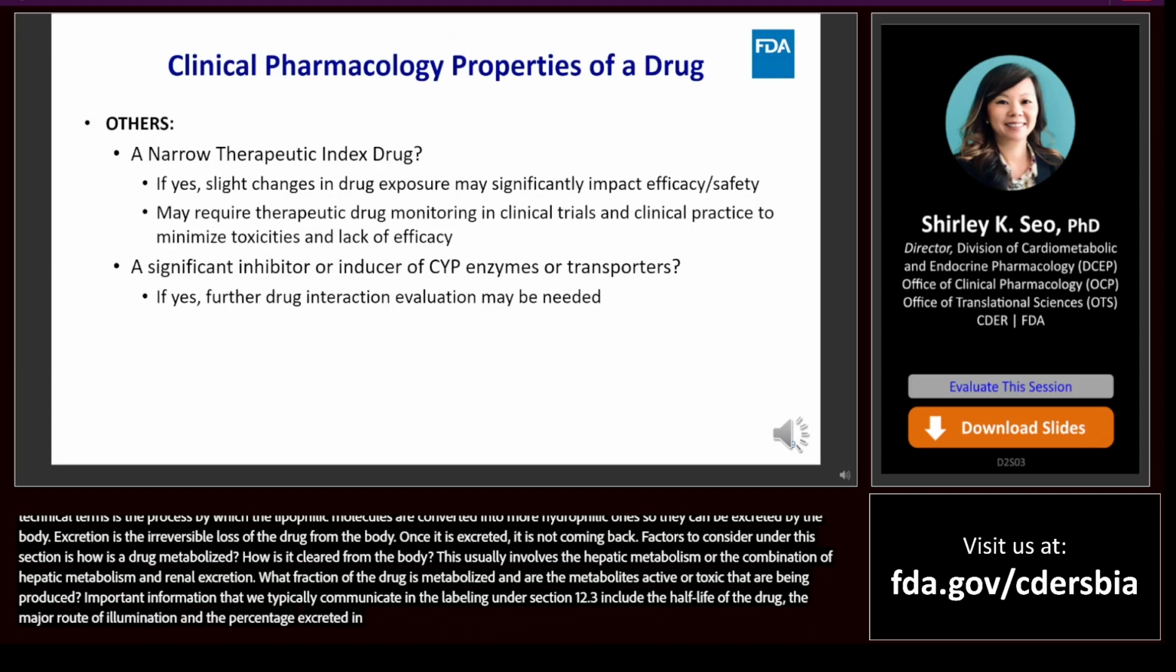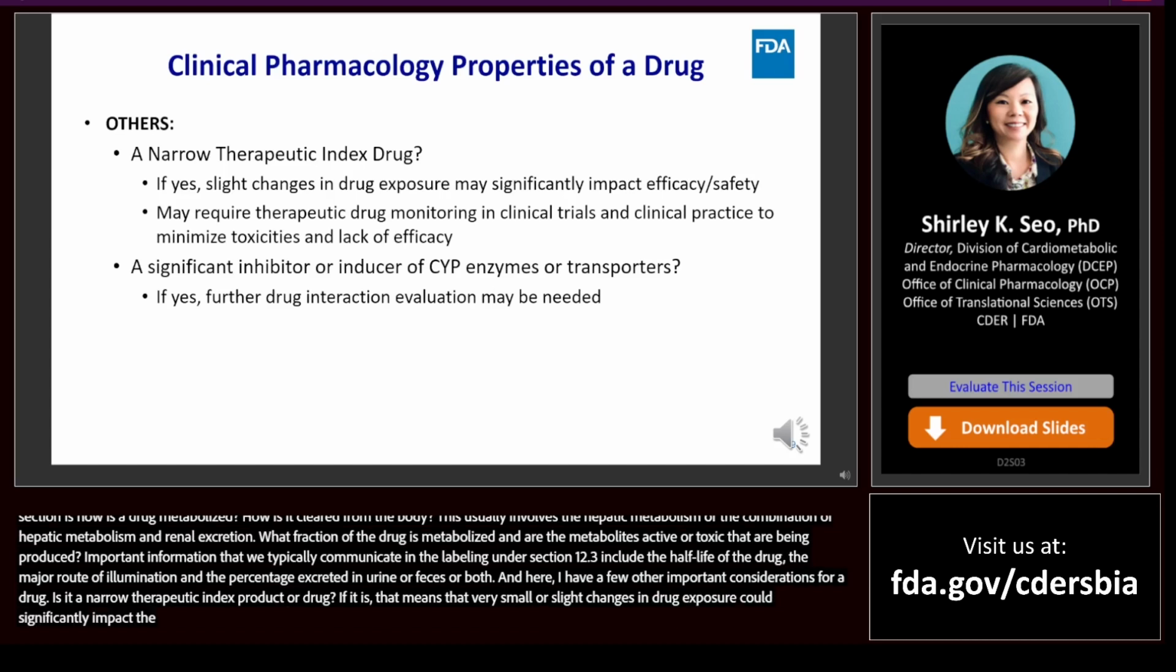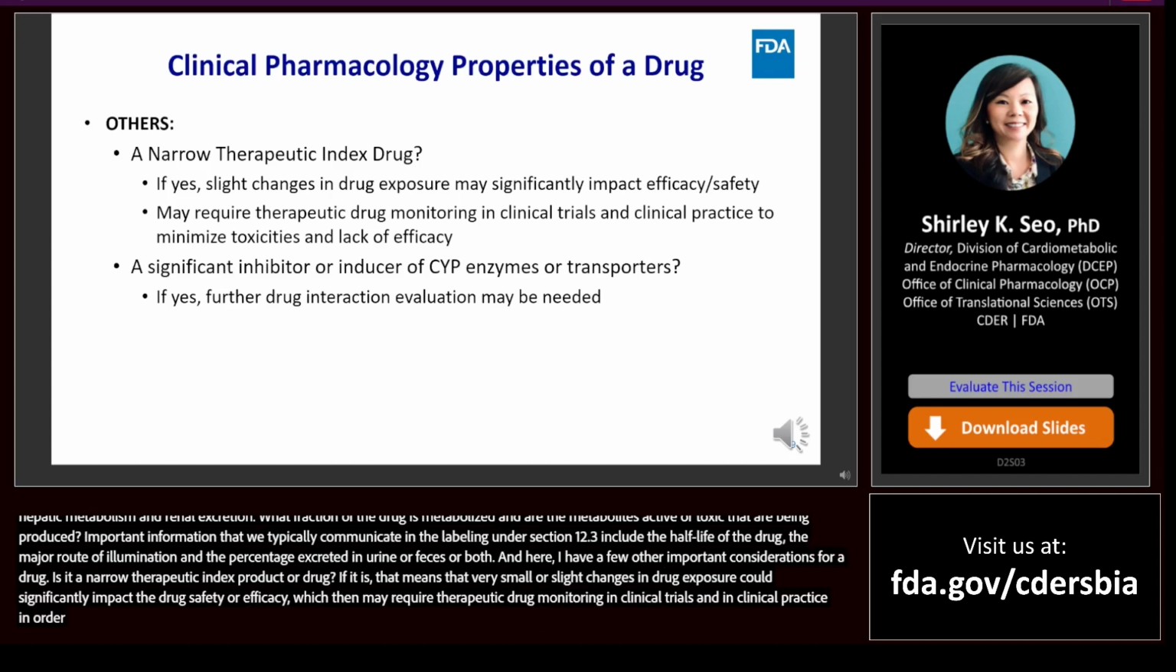And here I have a few other important considerations for a drug. Is it a narrow therapeutic index product or drug? If it is, that means that very small or slight changes in drug exposure could significantly impact the drug's safety or efficacy, which then may require therapeutic drug monitoring in clinical trials and in clinical practice in order to minimize these toxicities and also to minimize the loss of efficacy.